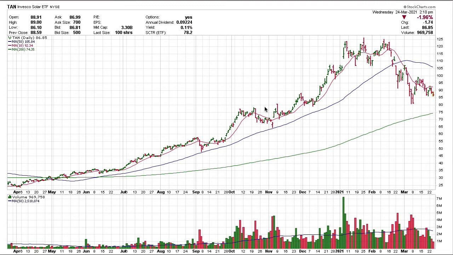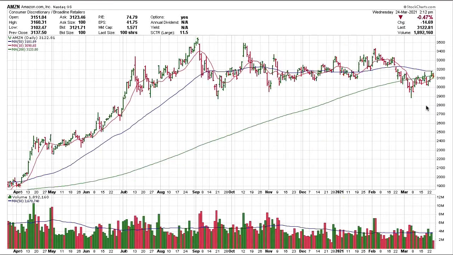Here is an ETF called the TAN, which is the solar stocks. Again, like Tesla, you see the very same pattern where you got this high around February, started breaking down, hasn't broken the 200-day yet, but it seems to be heading in that direction. I would avoid this kind of stuff at this point.